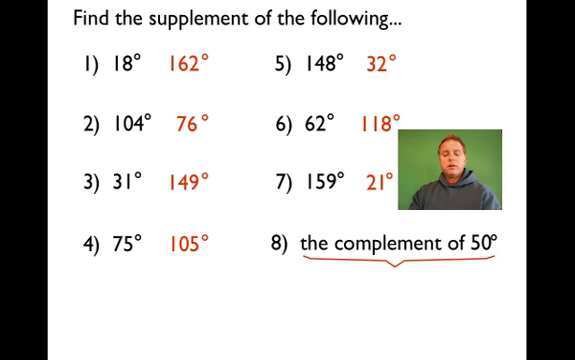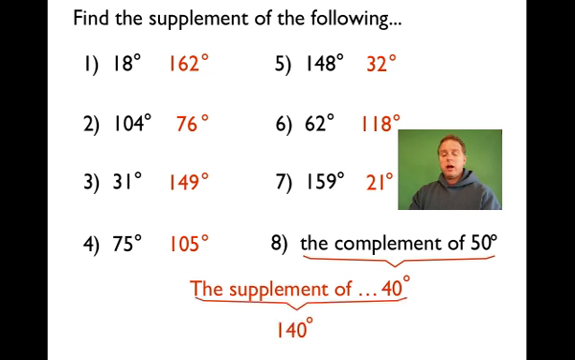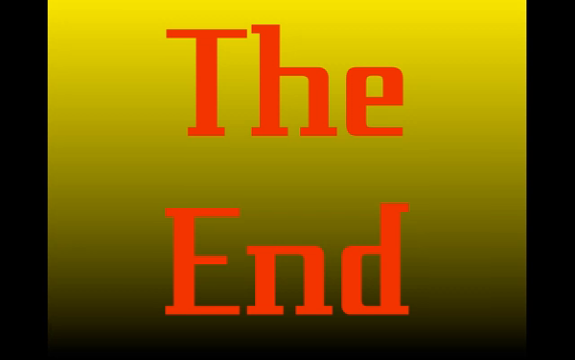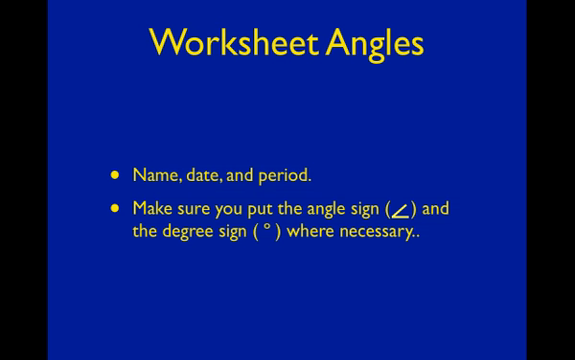Number 8 is our tricky one. The complement of 50 degrees, sorry. So what's the complement of 50? Well, remember, complement means they add up to 90. So 50 plus what is 90? That would be 40 degrees. So then what's the supplement of 40 degrees? That would be 100.